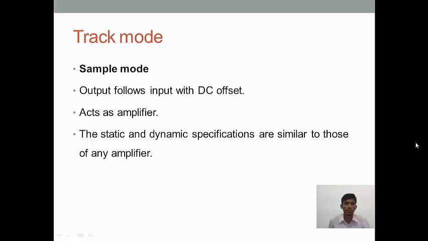Let us see the sample mode. In sample mode, the switch gets closed, so that it acts as a short circuit, and the whole circuitry acts as a normal amplifier. Whatever input it gets is directly passed to the output of the amplifier with a small DC offset voltage. That is the amplification of the signal. In this sample mode, as it acts as a normal amplifier, it shows all the static and dynamic properties of the amplifier.